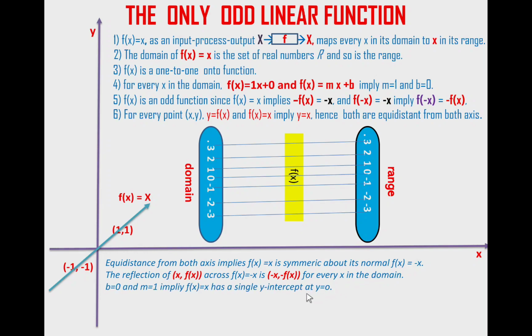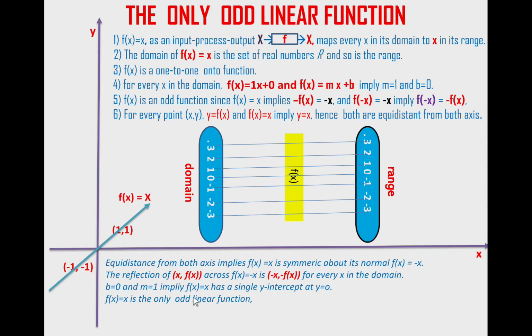Let's take a look at the third remark. The third remark is b equal to 0 and m equal to 1 imply f of x equal to x has a single y-intercept at y equals 0. And sure enough, this line passing through the origin intercepts the y-axis only at the origin. It cannot intercept the y-axis anywhere else because then it would not be a function. So since it is a straight line, the only intercept is at y equals 0, and it's also at x equals 0.